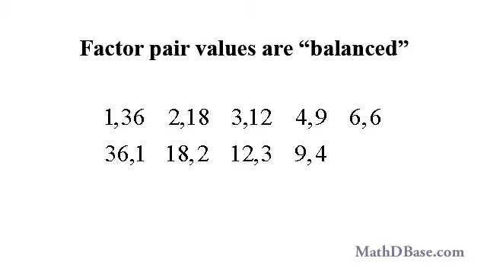Of course, after 6 and 6, the factor pairs are repeated, but in reverse order. So they are actually the same factors that we listed before 6 and 6. For any given dividend, divisor and quotient follow a similar balancing pattern. As one rises, the other falls, and vice versa.